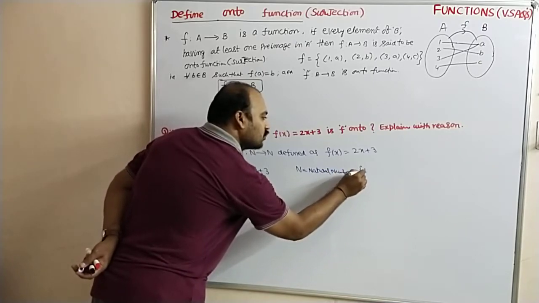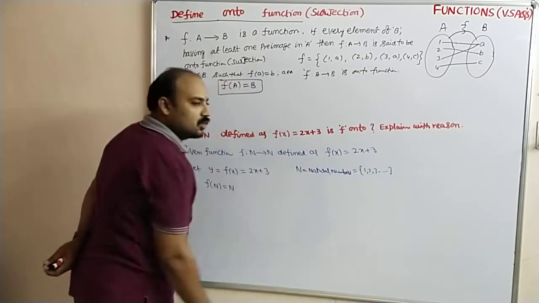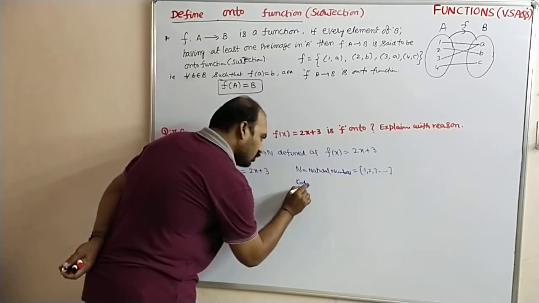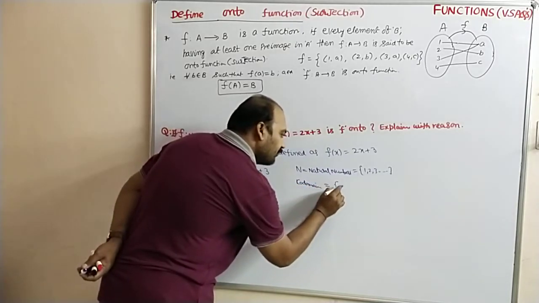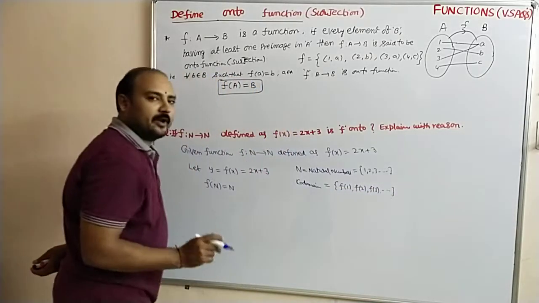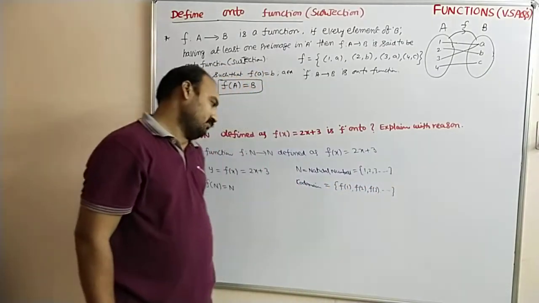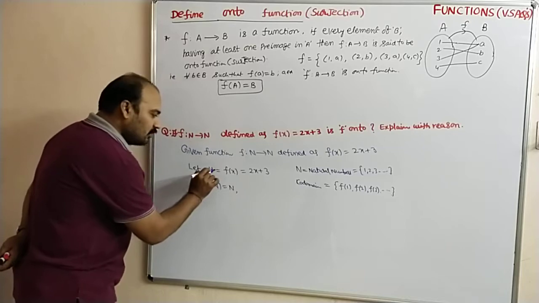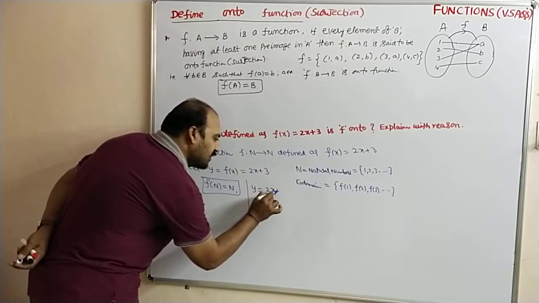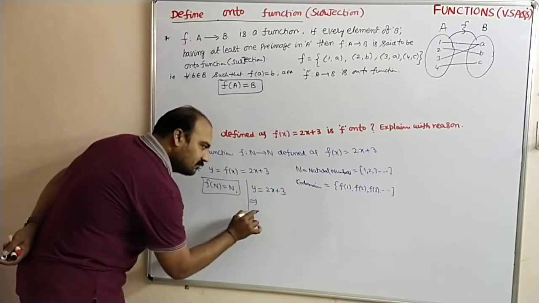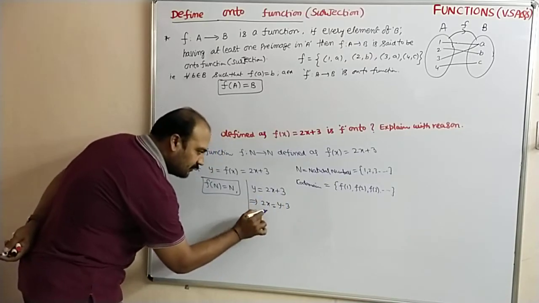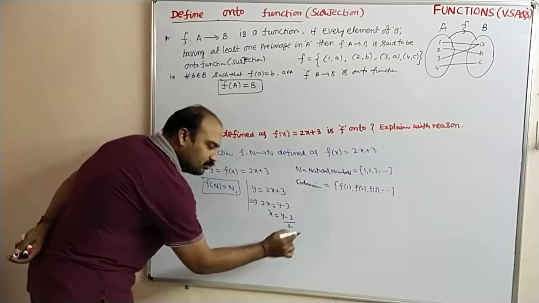We know that natural numbers are 1, 2, 3 and so on. So this N is the codomain, equal to f(1), f(2), f(3) and so on. So non-negative, only 1, 2, 3 and so on. So f(N) = N. From this, y = 2x + 3. That implies 2x = y - 3. Here I am taking this sign. x = (y - 3)/2.